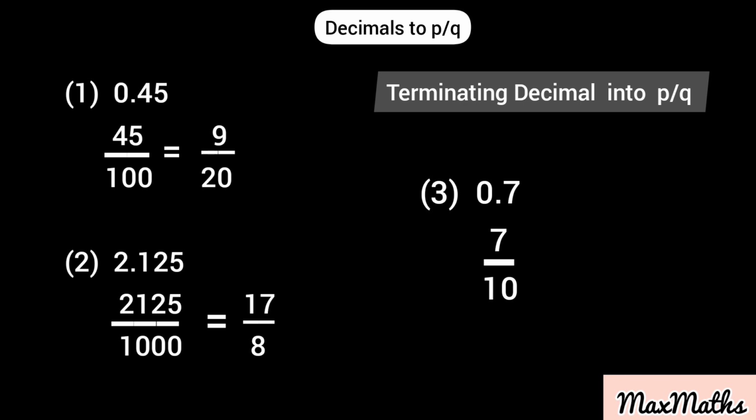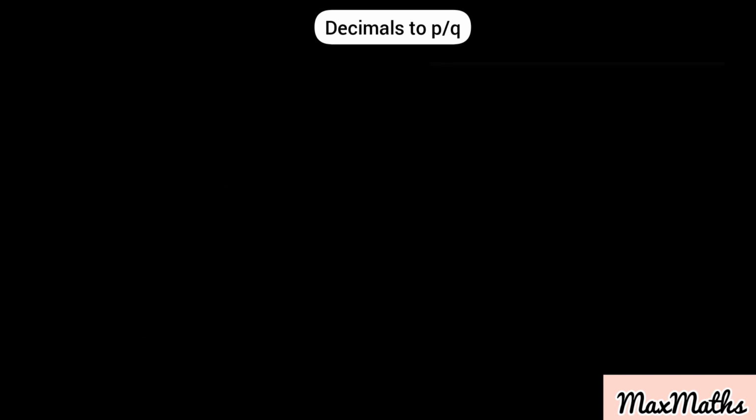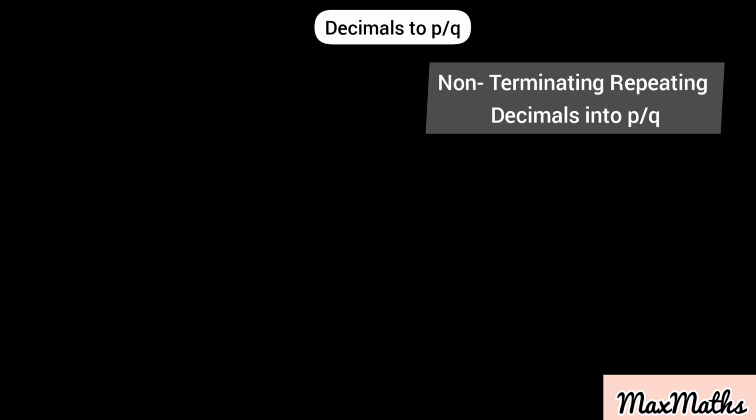In example 3, as you can see, after the point there is only one digit. That is why I have added only 1 zero to the denominator, and then we can't divide 7 and 10, right? So I have written it as it is. Now let's see how to convert a non-terminating repeating decimal into a rational number.